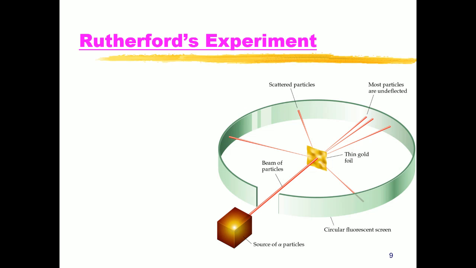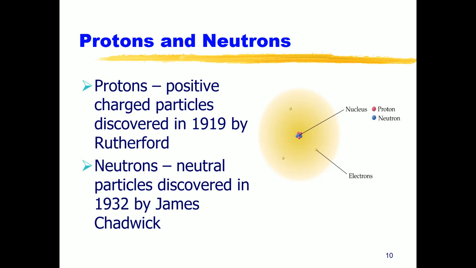In this one, he did see that a lot of it did pass through, but more than expected were deflected. And what that basically told him was that the atom's positive charges were concentrated into a small nugget, and that's our nucleus. So the moral of the story here is that the scattering pattern led to the currently accepted model of the atom, which has a dense core, the nucleus.